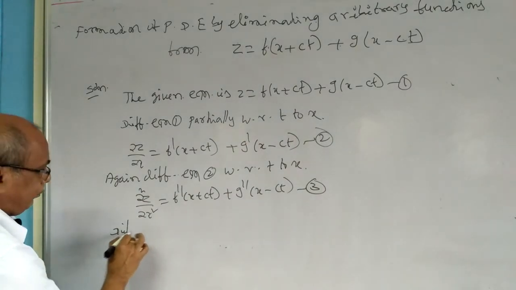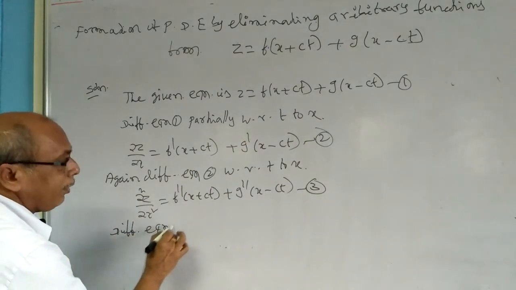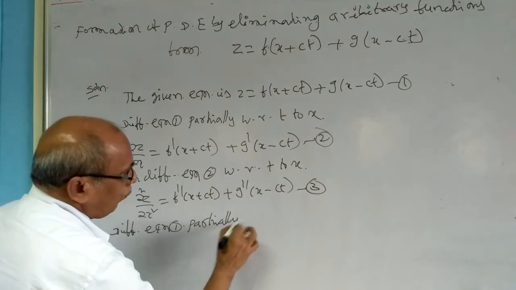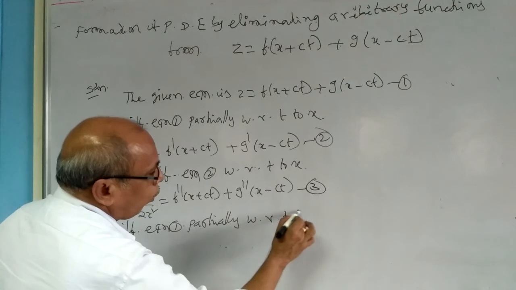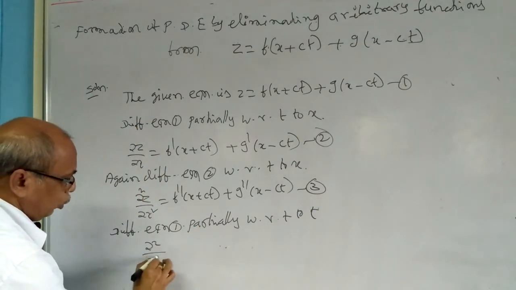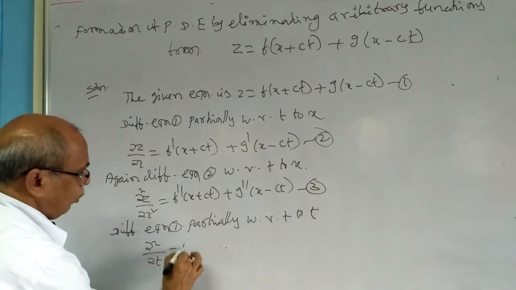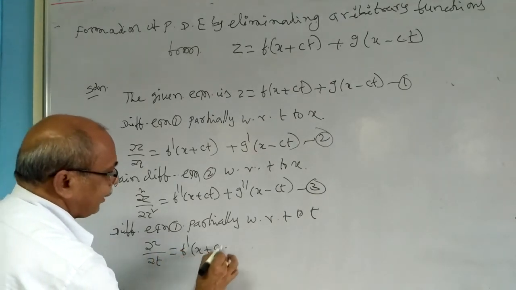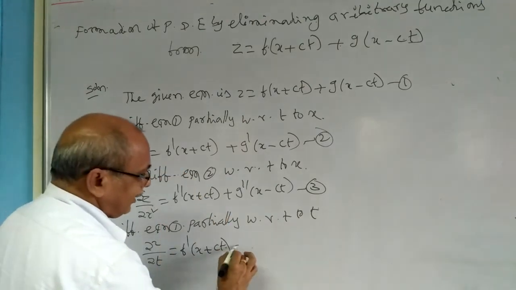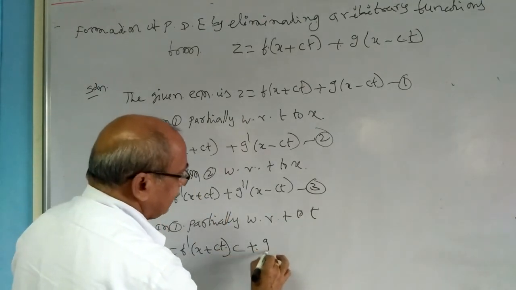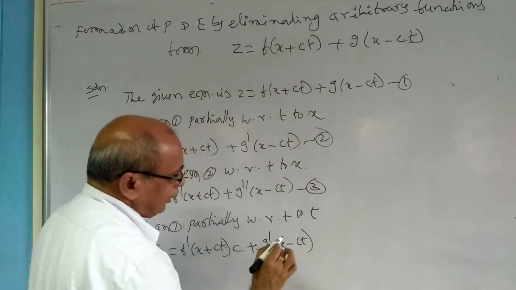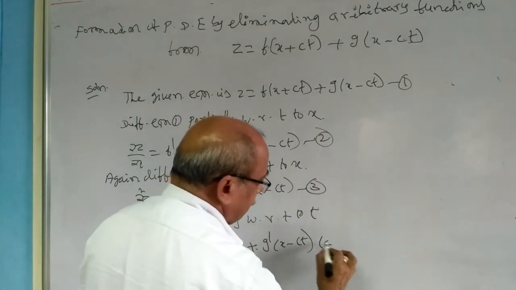Differentiating equation 1 partially with respect to t, that is dou z by dou t is equal to f dash x plus ct, differentiation of x plus ct with respect to t, that is c, plus g dash x minus ct, differential of x minus ct with respect to t, that is minus c. That is equation 4.